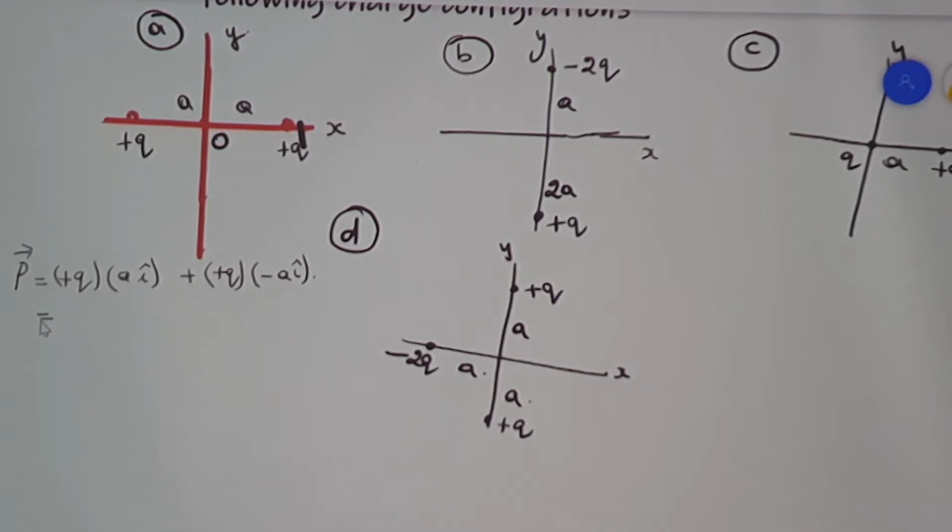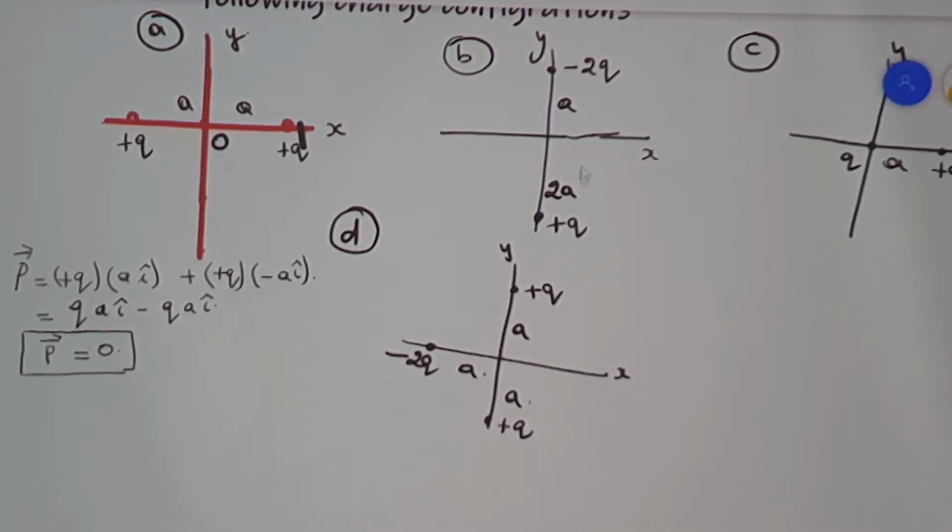So how to simplify this? I can write q a i cap minus q a i cap. So the dipole moment p vector is equal to 0. This is the first problem.